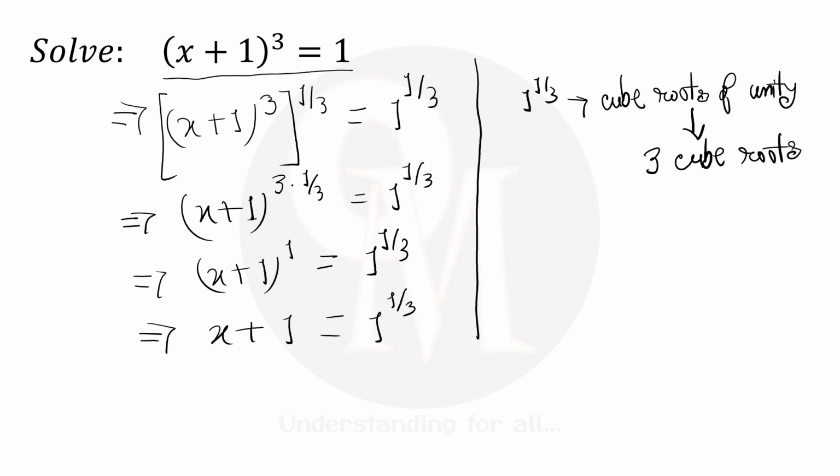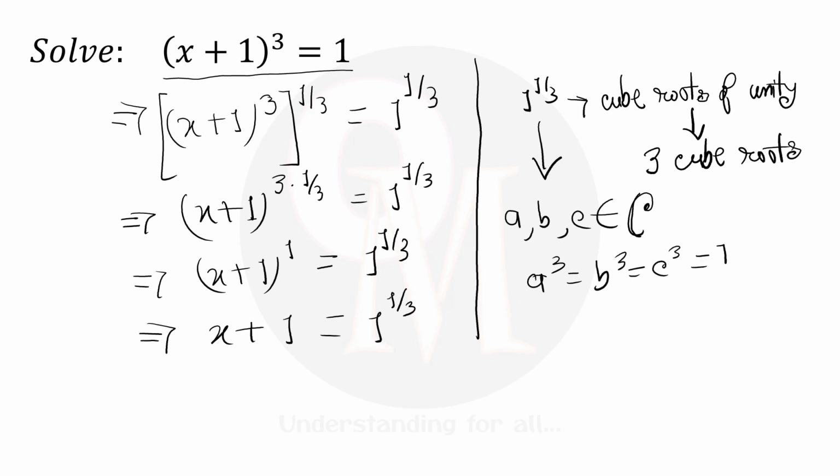What do we mean by cube roots of unity? That means we are getting 3 distinct numbers, A, B and C, belonging to the set of complex numbers, such that A cube is equal to B cube is equal to C cube is equal to 1. That means we are getting 3 numbers such that their cubes are nothing but 1, that is unity. Now let's find out what the cube root of unity is.